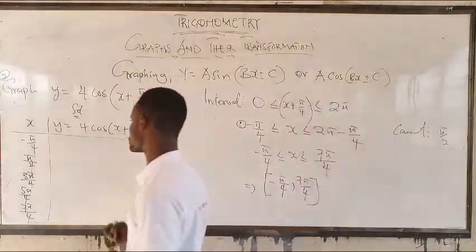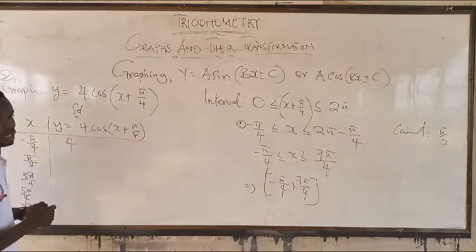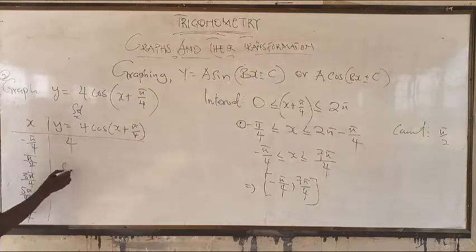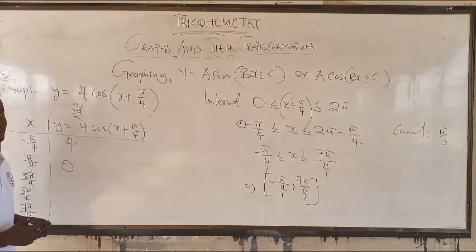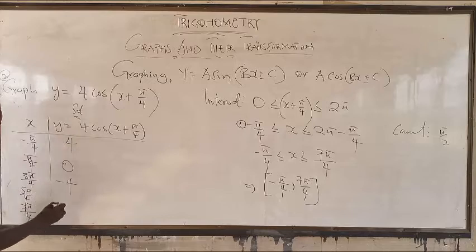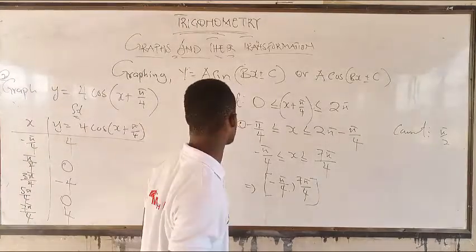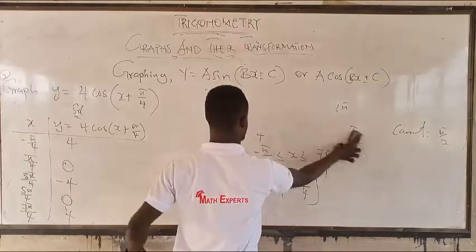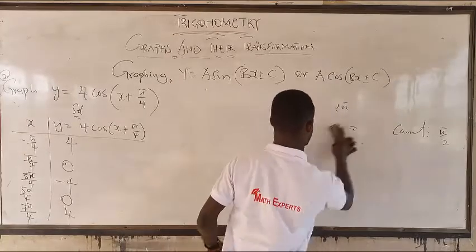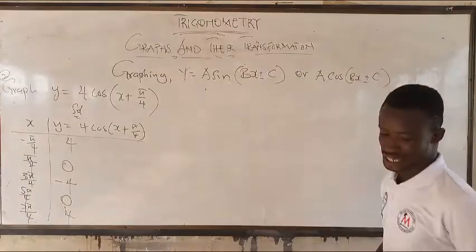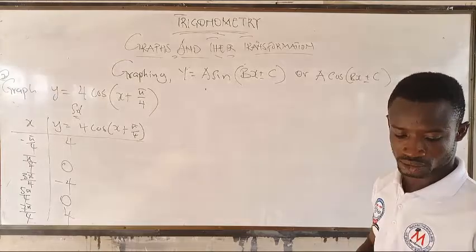So for the first part, you get 4. The second part, you get 0. The third part, you get -4. The fourth part, you get 0. Then lastly, you get 4. So you can see that the maximum value here will be the amplitude, and that is 4. Let us now go for the count.